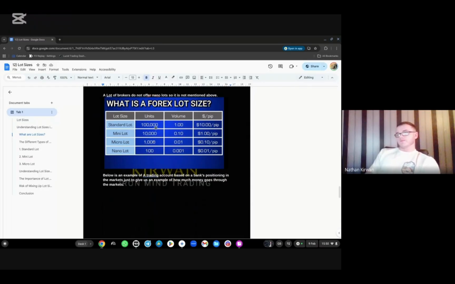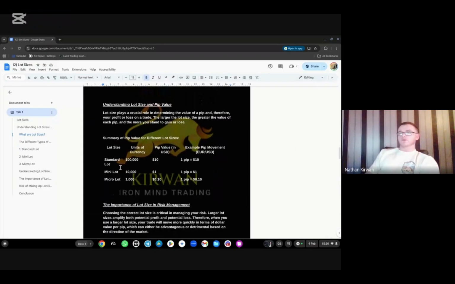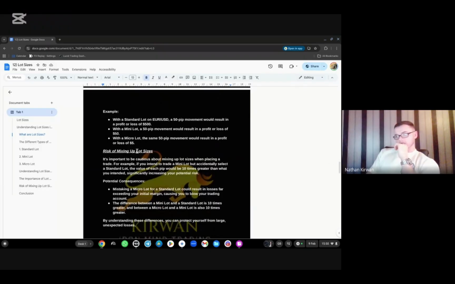So if we break it down, like I said, you have your standard lot, your mini lot, and your micro lot. When you're trading a standard lot, that means you're trading 100,000 units of currency. When you're trading the mini lot, you're trading 10,000, and a micro, 1,000 units of currency. If you're trading Euro USD, I think we have it down here somewhere.